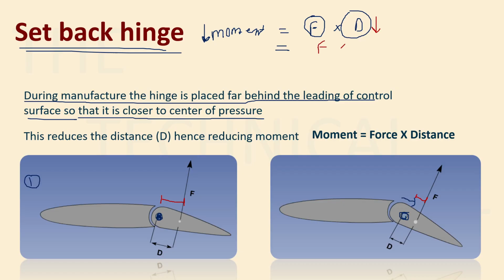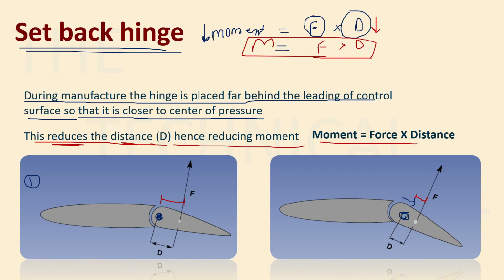The force will be the same, but the distance is reduced. So our moment has reduced, which means the force the pilot has to apply will also be reduced, right? So this reduces the distance d and hence reduces the moment, which was force multiplied by distance, right?